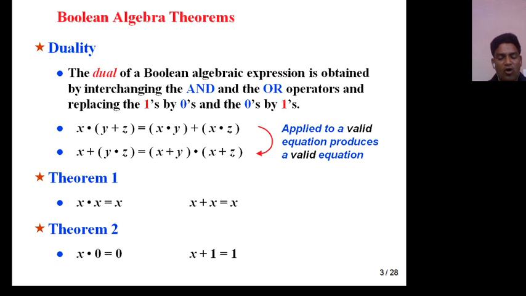Next is x dot 0 equal to 0 and x plus 1 equal to always 1. 1 plus something equal to 1, and 0 multiplied by something equal to 0.